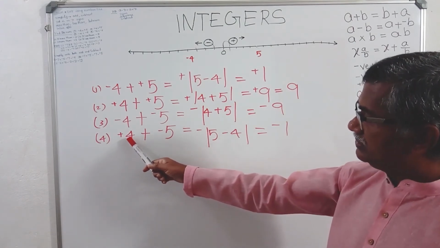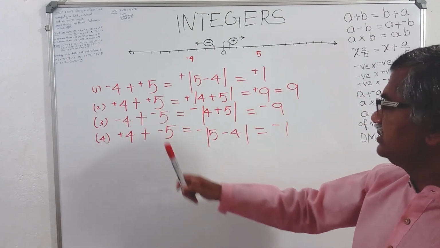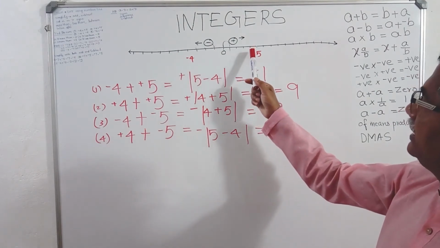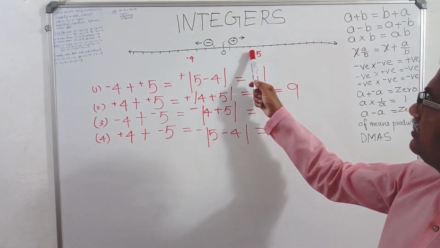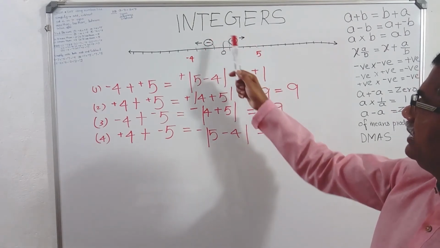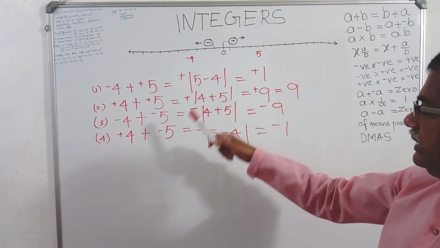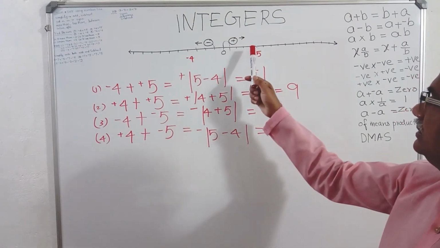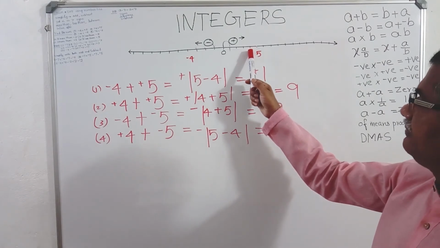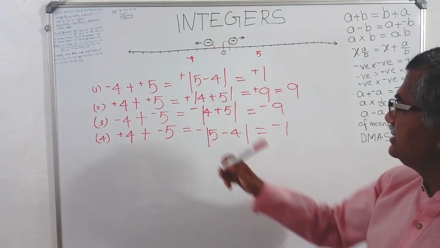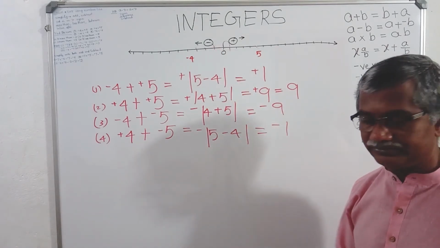Next, positive 4, negative 5. So, here is the positive 4, negative 5. We are counting backward, from right to left, because negative means subtraction or less. 5 less than 4. From 4 onwards we are taking 5 points. We are getting negative 1.